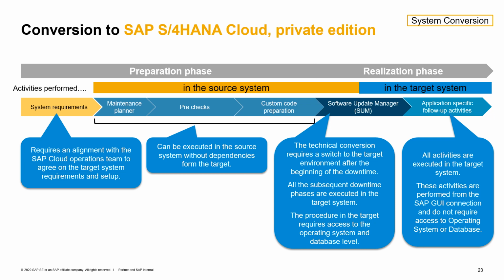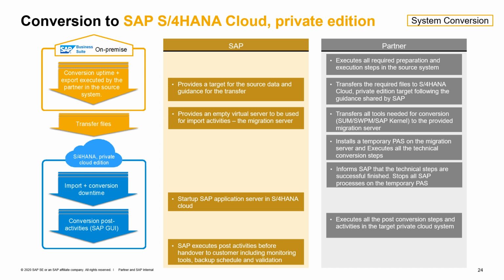After the technical conversion executed by the Software Update Manager tool is completed, there are several post activities from the cross or application-specific areas that are executed in the converted target system running in the private edition after the switch into the final server and the final application server. These activities only require access to the SAP application layer via the SAP GUI, so they can be performed by you as a partner with no additional or special level of access.